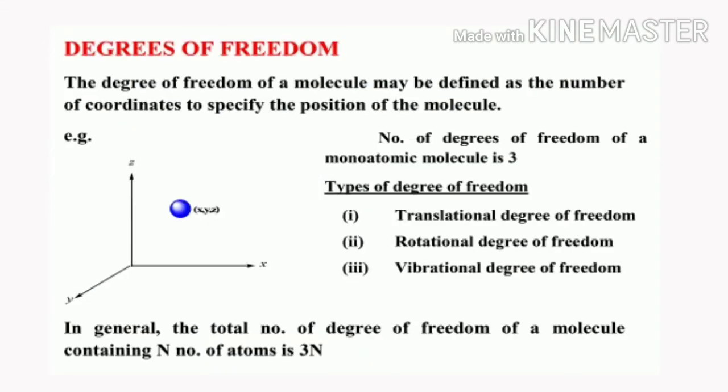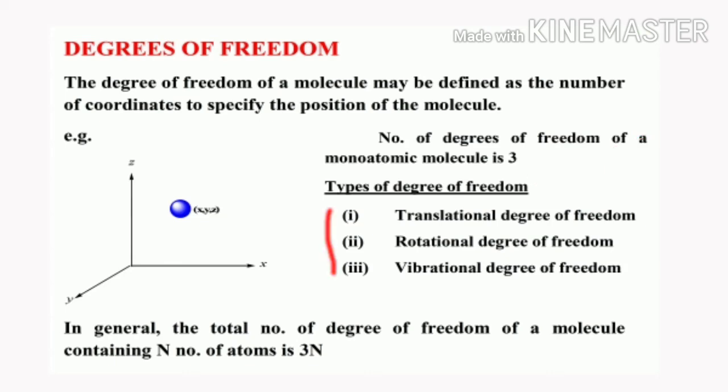Now the next topic is degree of freedom. The degree of freedom of a molecule may be defined as the minimum number of coordinates required to specify the position of the molecule. Let us consider this molecule in space. To specify the position of this molecule, we need the three coordinate axes x, y, z. Hence its degree of freedom is 3.